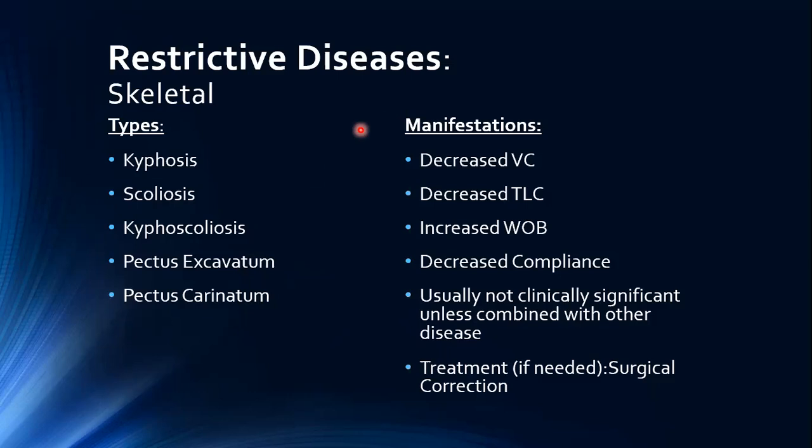And how do they manifest? Well, they manifest with a decreased vital capacity, right? A decreased total lung capacity, because they can't get the air in. If they can't get it in, then their volumes are going to be lower than the regular person's. You have normal, then you have low volumes in your restrictive diseases and high volumes for your obstructive diseases. That person will also suffer from an increased work of breathing, and a decrease in compliance.